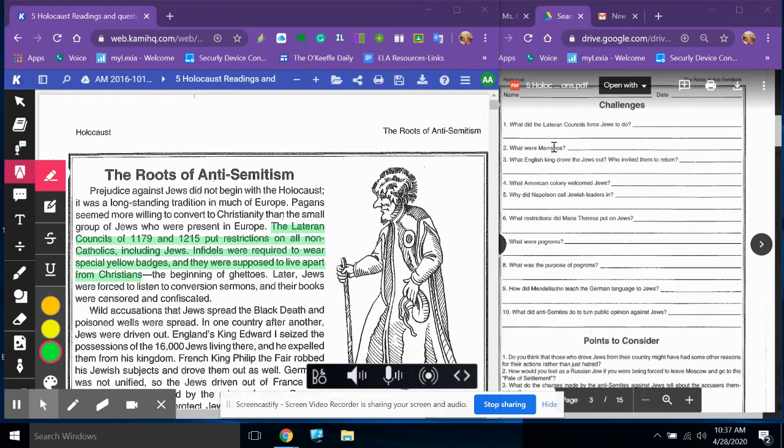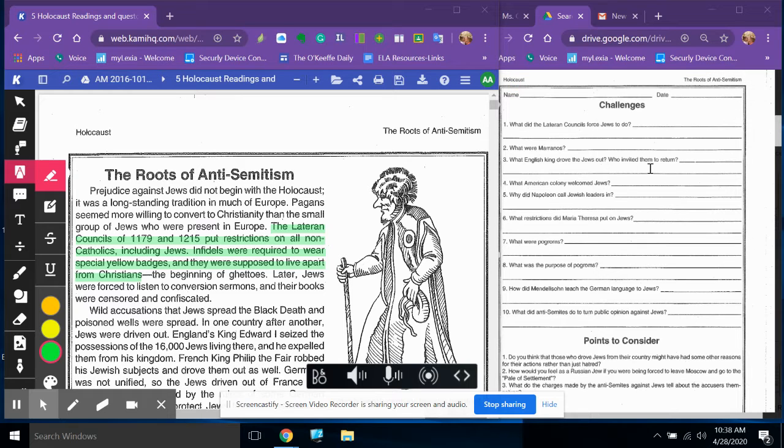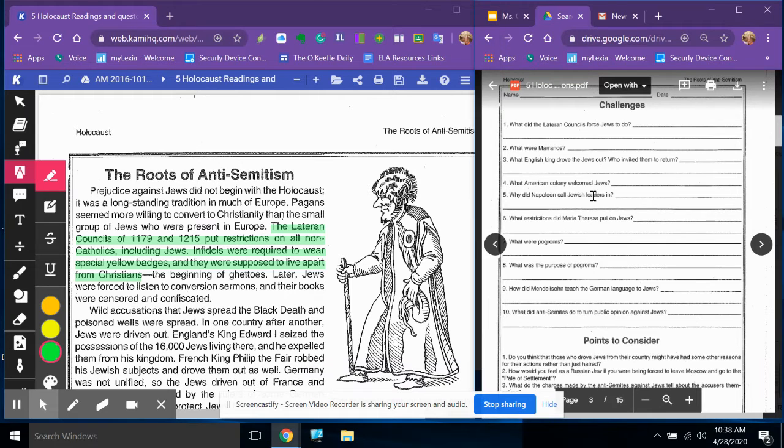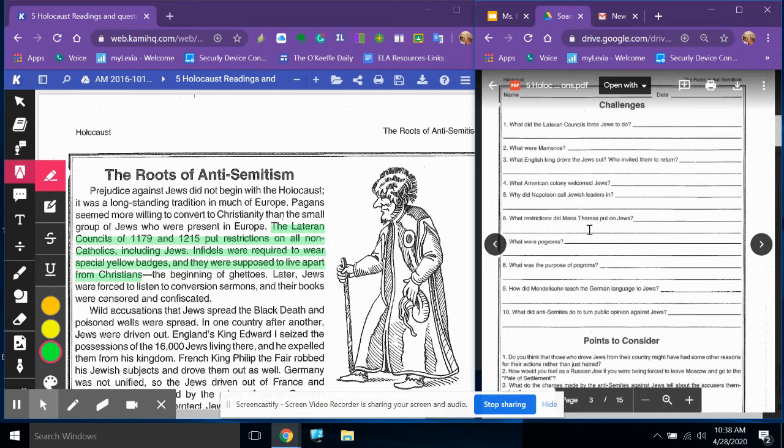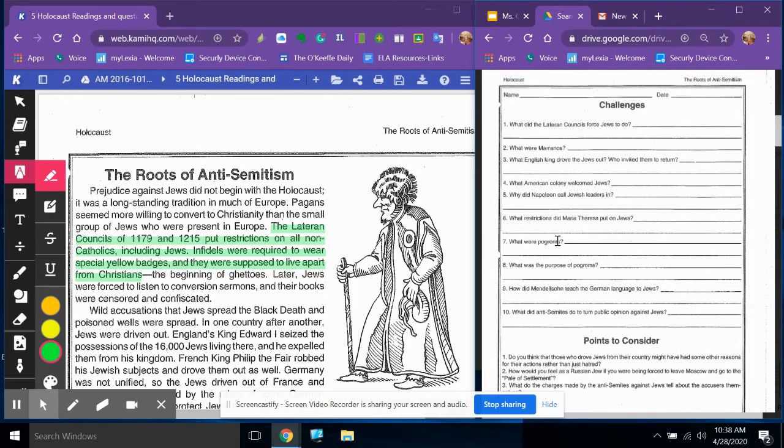The next question, what were Marranos? What English king drove the Jews out? Who invited them to return? What American colony welcomed the Jews? Why did Napoleon call Jewish leaders in? What restrictions did Maria Theresa put on the Jews?